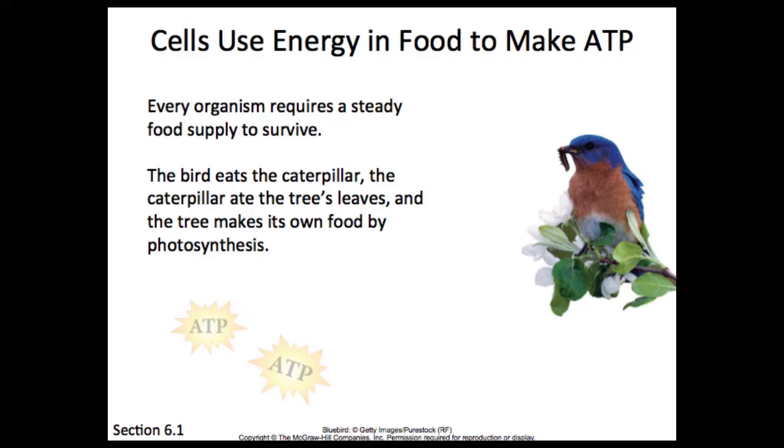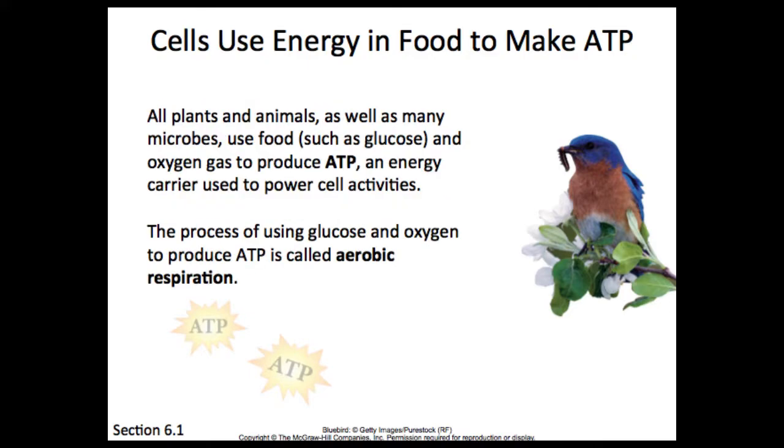Cells use energy stored in food, such as glucose, to make ATP. Every single organism requires a steady food supply in order to survive. A bird eats a caterpillar, the caterpillar ate the tree's leaves, and the tree made its own food by that photosynthetic process. All plants and animals, as well as many microbes, which are those single-celled microorganisms, use foods such as glucose and oxygen gas to produce ATP. ATP is that energy carrier that's used to power most cellular activities.